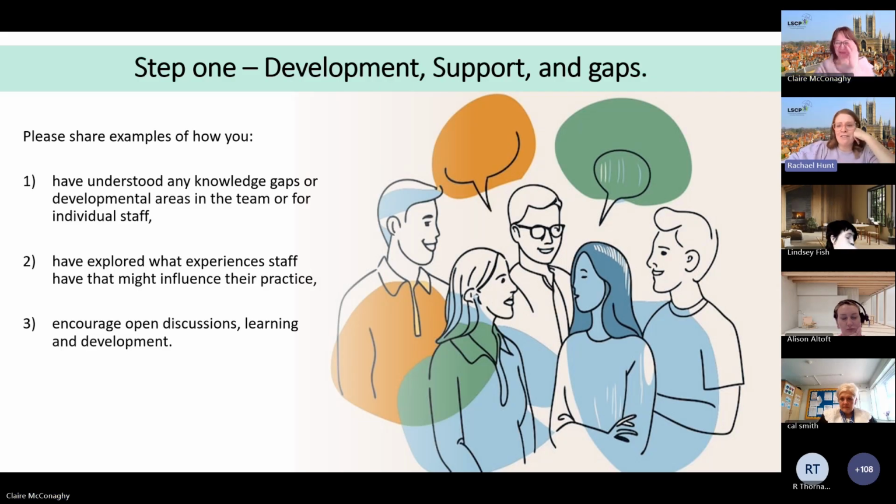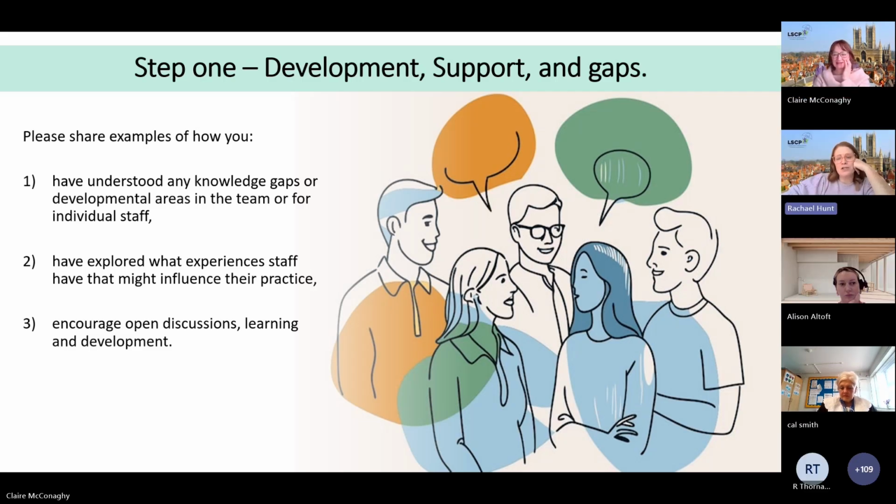So for anyone that wasn't here earlier, Claire did introduce me, but I am Rachel Hunt. I'm the Training and Development Officer for the Safeguarding Children Partnership and the Safeguarding Adults Board. And I've been part of the team that was developing the resource and the scales. So a lot of work went into that, like Claire said, and I'm part of the team that now continues to focus these briefings. I'm just going to talk you through the next section, which follows up on the activity that we've just done.